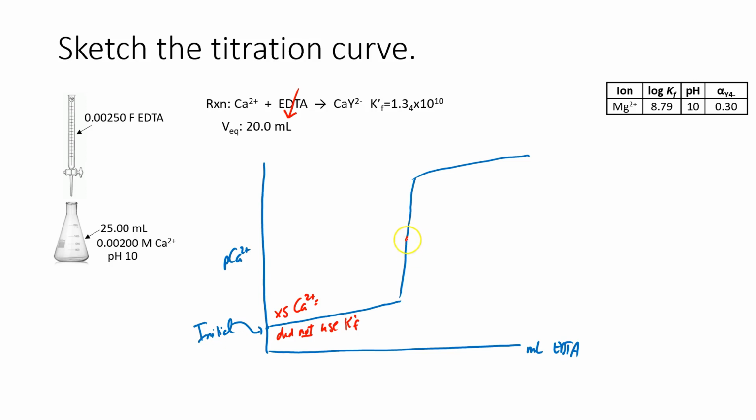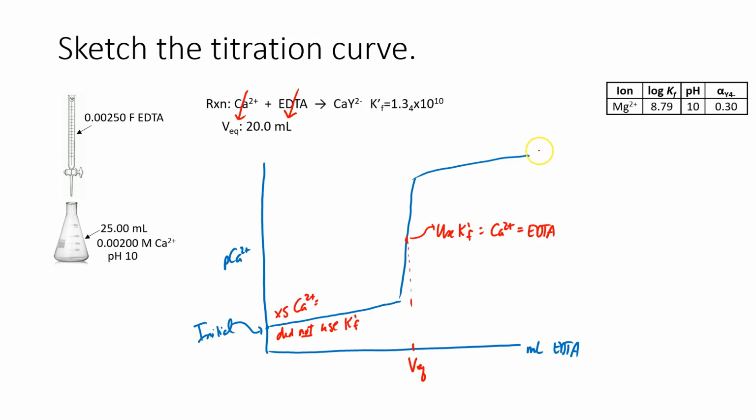But at the equivalence point, remember, we've added just enough EDTA to react with all of the calcium, so EDTA is gone and calcium is gone. The solution just contains the complex, so yes, we had to use the conditional formation constant, and this is where we set the calcium concentration equal to the EDTA concentration. If you look back at your calculations, you'll see an x squared in there somewhere.